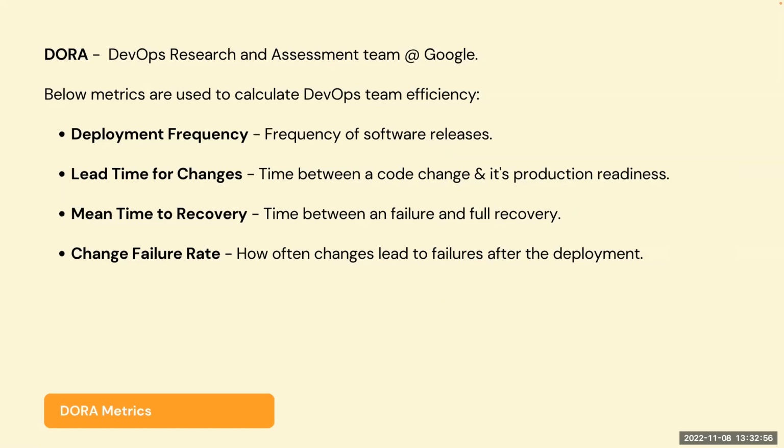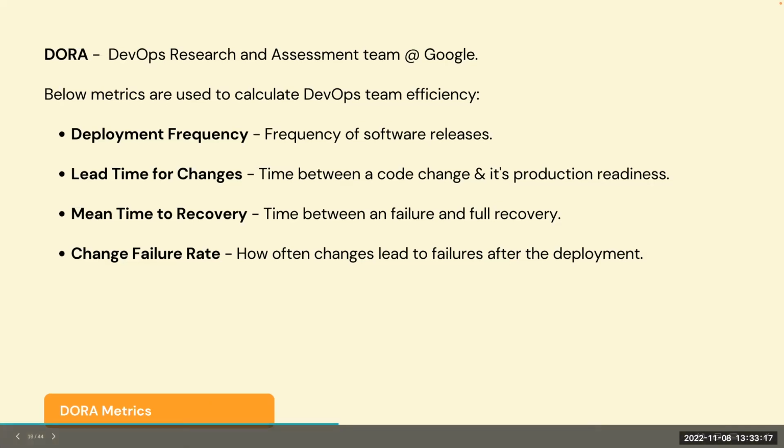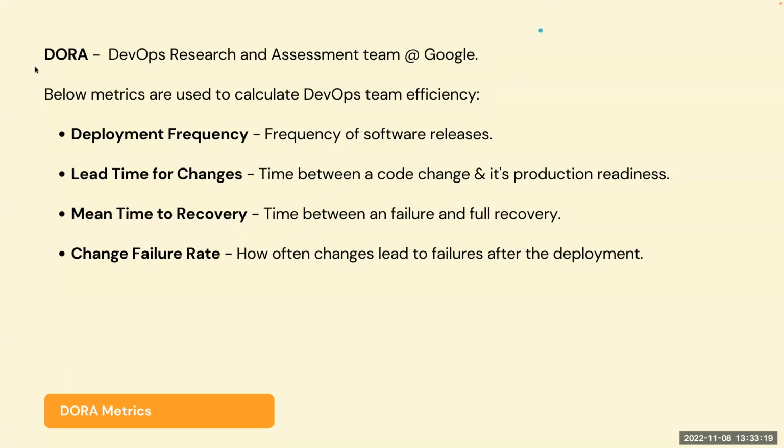And let's talk about the data metrics. There are a lot of metrics, a lot of dashboards that the DevOps team has to take care of. But one of the key ones is from the Google research team, who after 5-6 years of research came up with these 4 metrics that the DevOps team should take care of. The first one is deployment frequency of software releases.